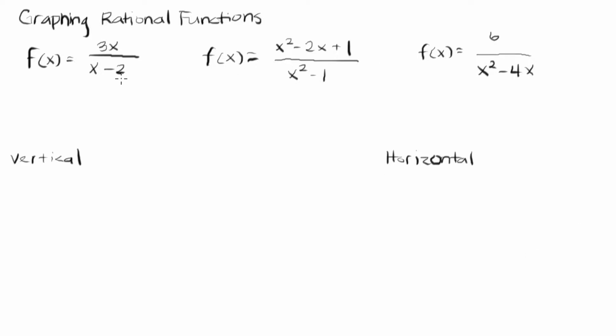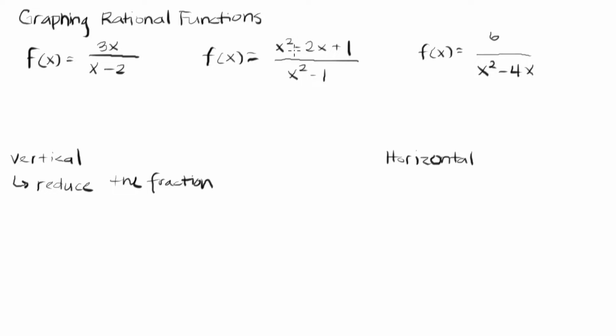All right, so the vertical asymptotes. The vertical asymptotes are easy. The first thing I want to say is you want to reduce the fraction. Okay, reduce the fraction. If it can be reduced, it doesn't mean you can always reduce it, but if it can be, you need to. So on the first problem, 3x over x minus 2, you can't reduce it, so you don't have to worry about reduction on this one.